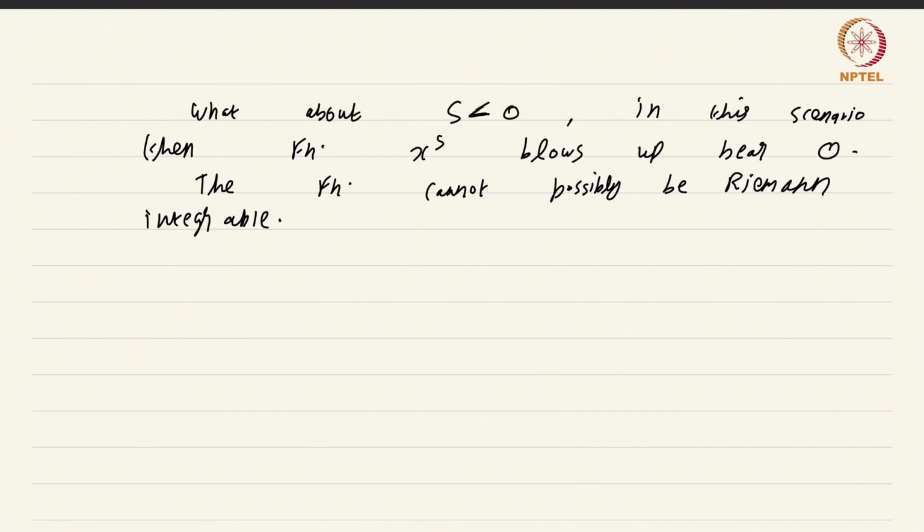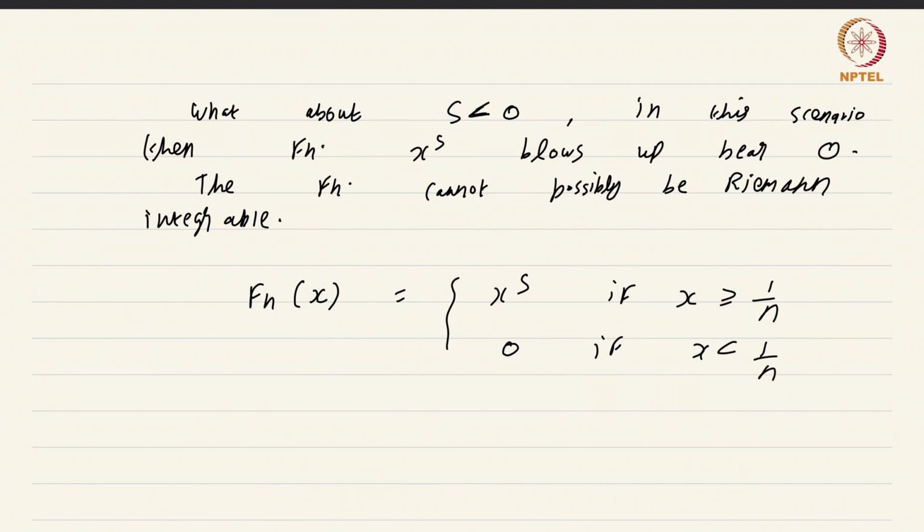But is it Lebesgue integrable at least? Well, we can see that. How do we see that? Define the sequence of functions fn of x by x^s if x is greater than or equal to 1/n and 0 if x is less than 1/n. What we are essentially doing is, since the function blows up near 0, we are truncating the function at the point 1/n and setting it to be 0 when x is closer to 0 than 1/n. So essentially we have cut the function off before it blows up. Clearly fn converges to f pointwise.